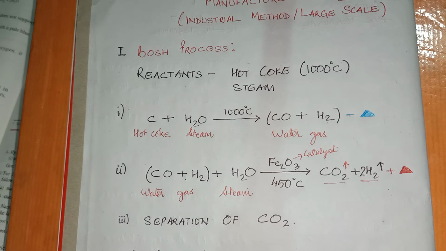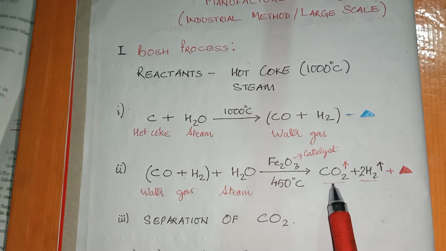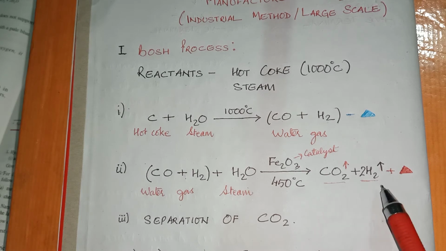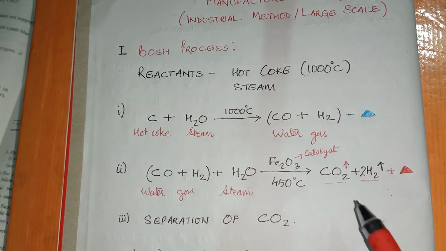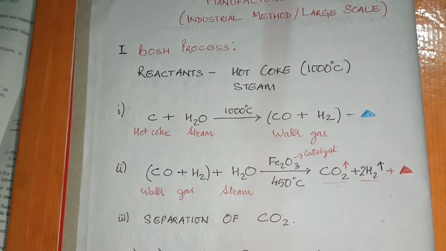Now in the third stage, remember what were the two products that were produced in the second step? Carbon dioxide and hydrogen gas. And this is a process or method to prepare hydrogen gas. So we don't need carbon dioxide gas. Therefore, what do we need to do? We need to remove or separate carbon dioxide produced as a byproduct.